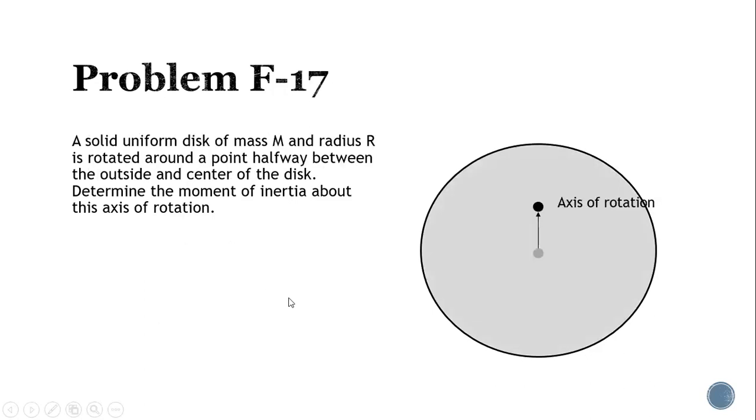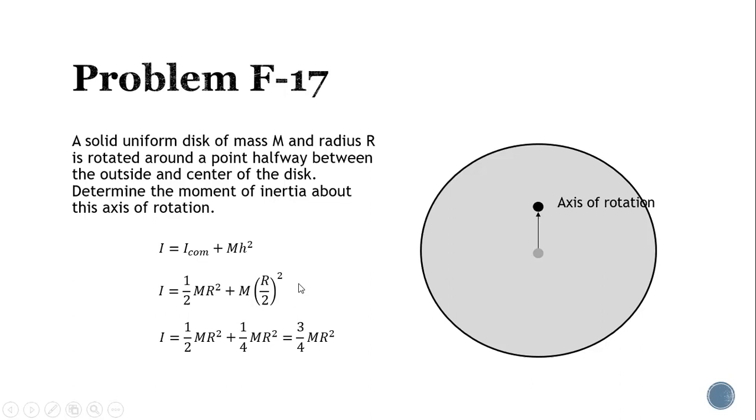The next one I have is a solid uniform disk of mass m and radius r that's being rotated about a point that's halfway between the outside and center of the disk. And I want to determine the moment of inertia about this axis of rotation. So this distance is r over 2, and the thing to remember about solid uniform disks is that the moment of inertia about the center of mass is half mr squared. So we have half mr squared as that moment of inertia, plus m times r over 2 squared, and so we end up with the moment of inertia about this axis of rotation being 3/4 mr squared.